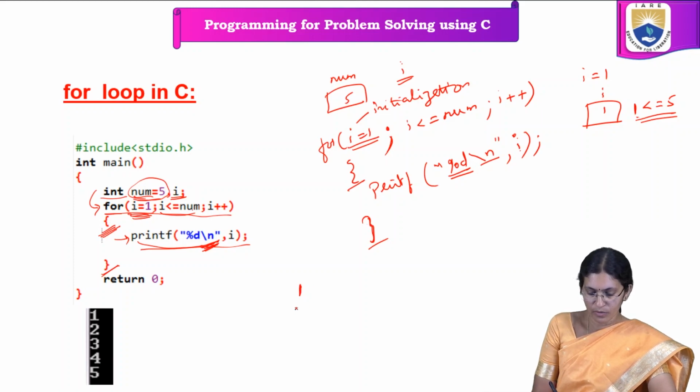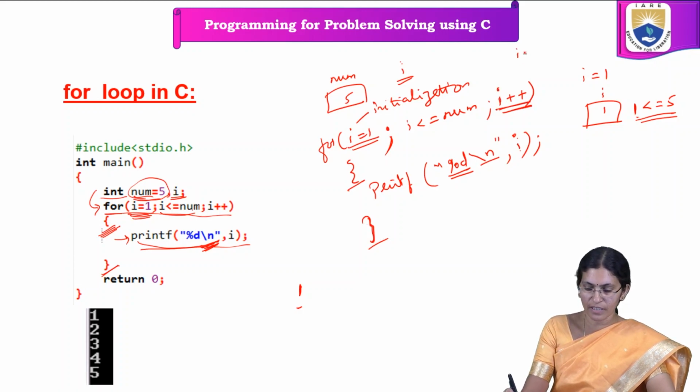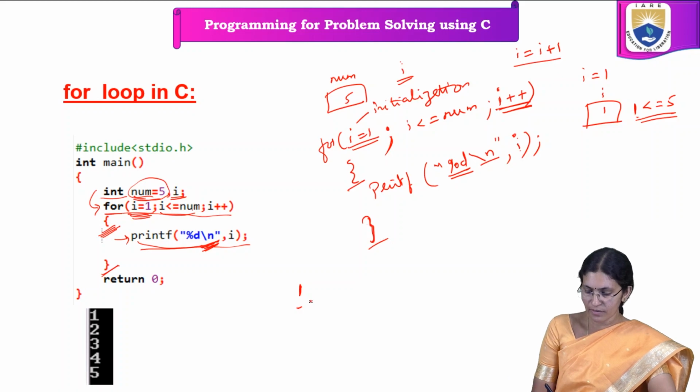Next, the cursor will go to the next line. After that, this increment, this updation is done. So it is nothing but increment here. So I plus plus indicates I is equal to I plus 1. So I value will be incremented by 1. So now I value is equal to 2. So this is iteration 1.